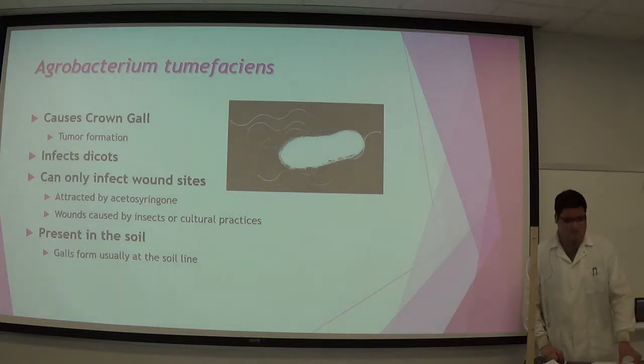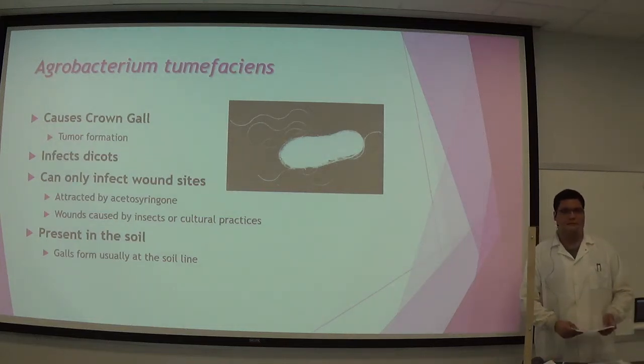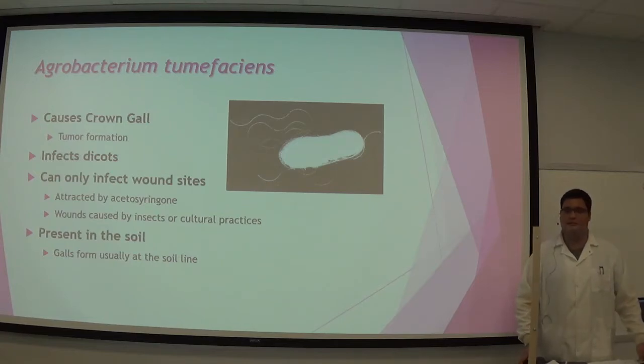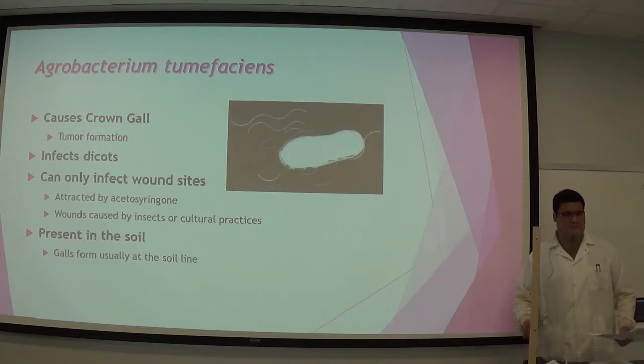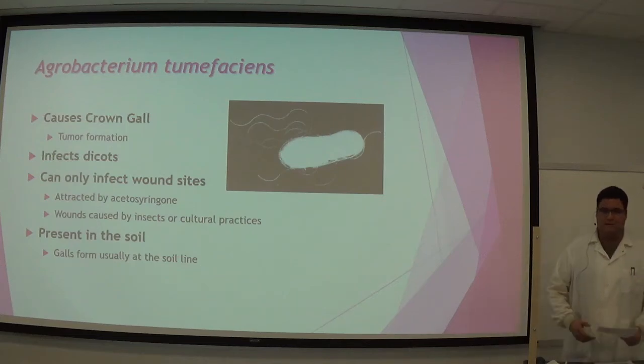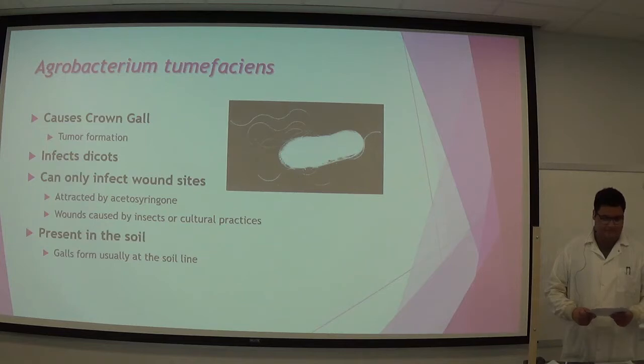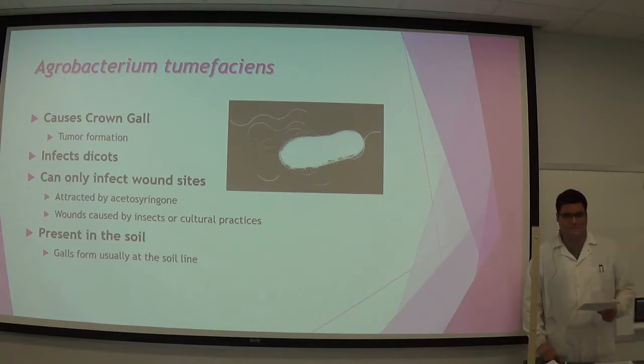Alright, so Agrobacterium. We learned about Agrobacterium before we worked with it a few weeks ago. Who can tell me what Agrobacterium causes in the plants that it infects? It causes crown gall, yeah. It causes sort of a little tumor-like appearance on the stem of the plant. It only infects dicots mainly, and it only infects wounded sites.